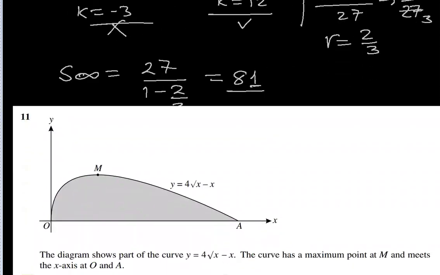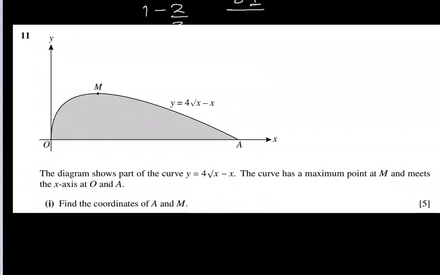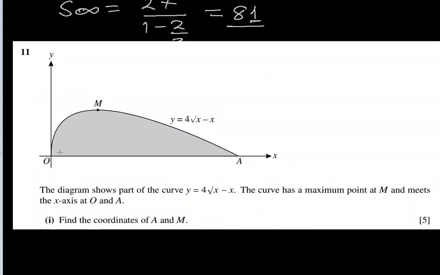Okay, the final question is number 11, in which they have given a graph of this function, and this is the equation of the function. The curve has a maximum point at M, we can see that, and meets the x-axis at A. Find the coordinates of A and M.